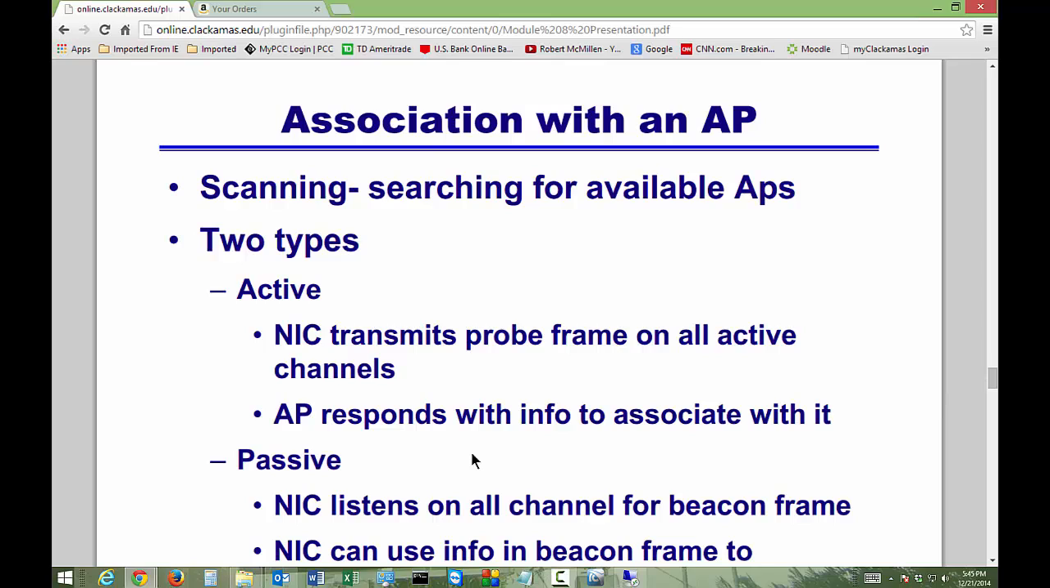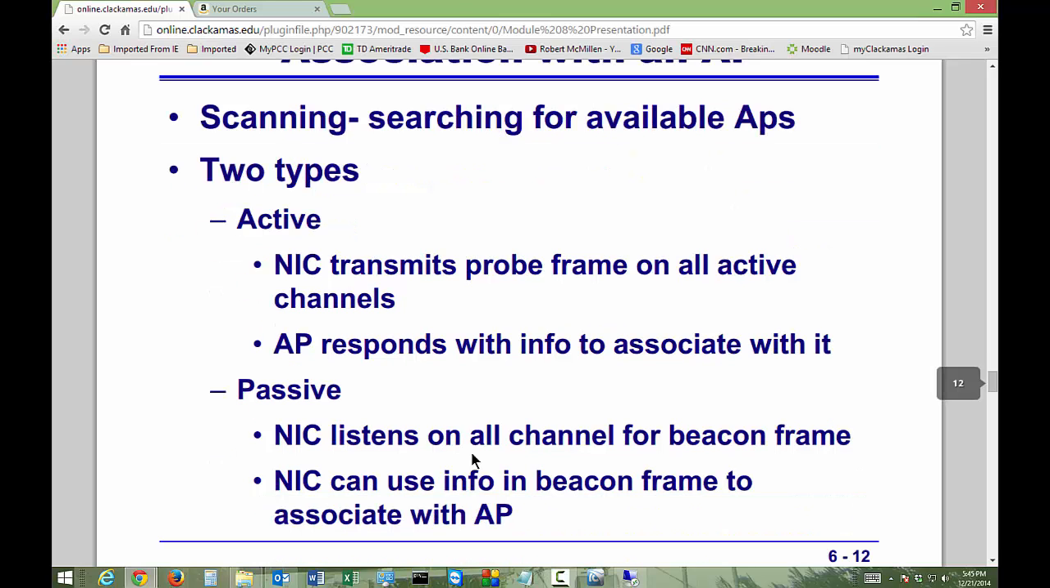So in order to connect to an access point, you've got to have an association. When you turn on your computer, your tablet, whatever device it is on the client side, it scans for available access points. Well, there's a couple different types of scanning. One is active, where the network interface card transmits probe frames on all active channels. Of course, they both do that. And then the access point responds with info to say, hey, here's my information to associate back to you.